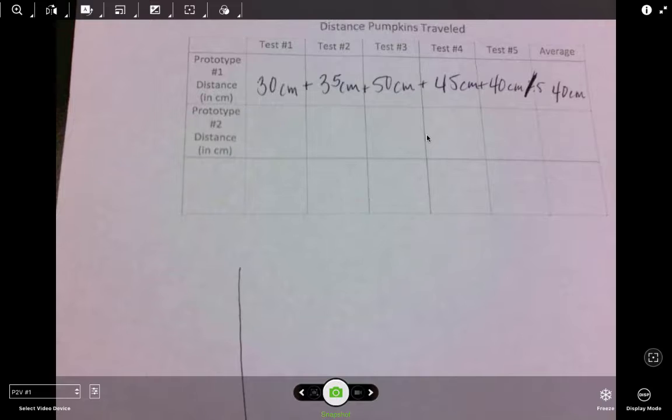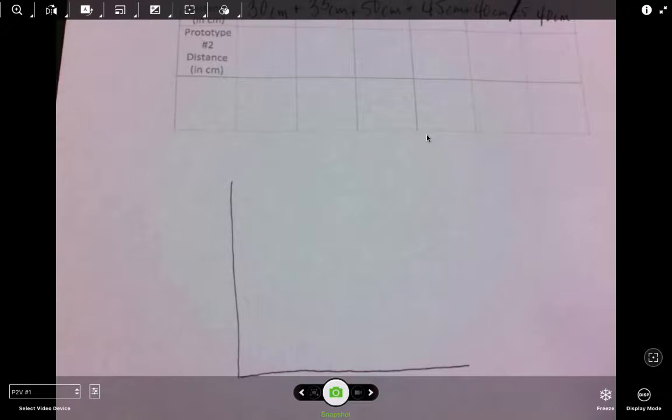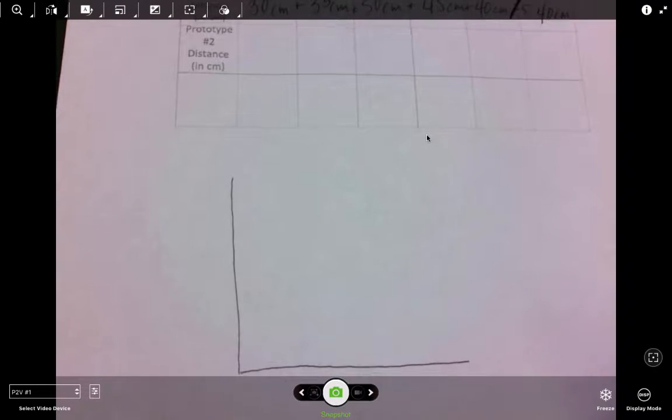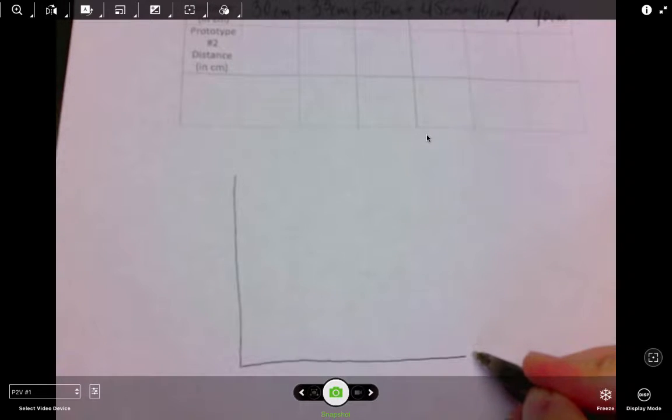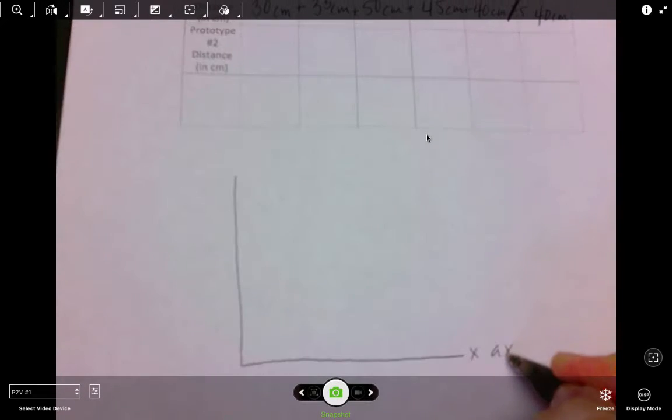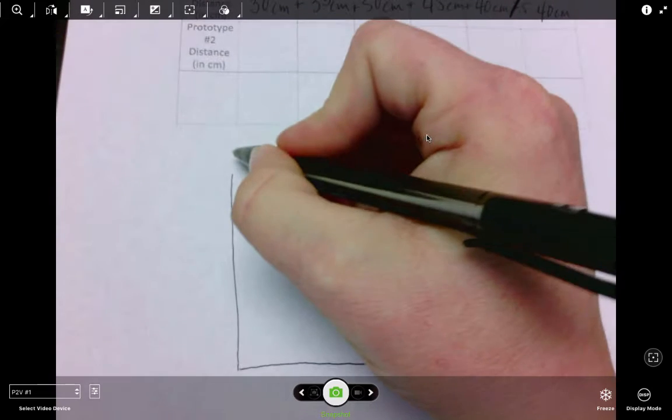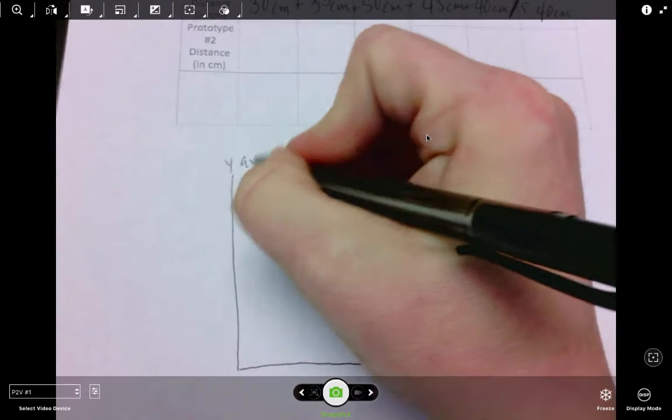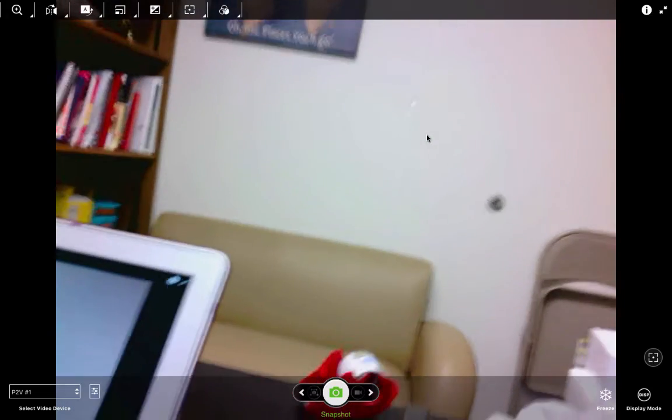So what I'm going to do is take that data and create a graph. When I'm looking at this graph, this is called the x-axis, and this is the y-axis. Let's see if I can get this to stop auto-focusing.